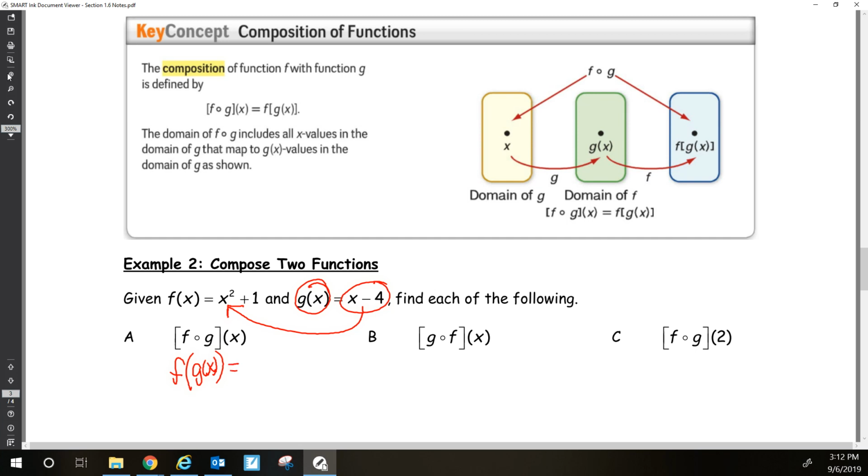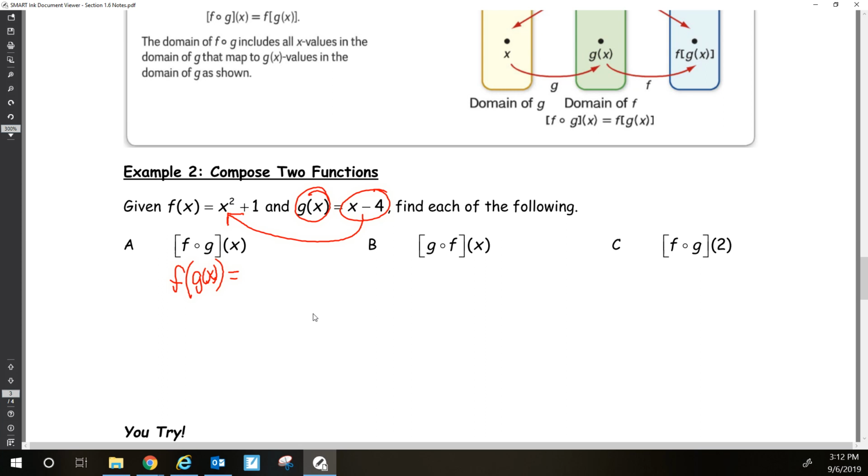So this means I'm going to find f of, instead of g of x, x minus 4. And so now everywhere I see x in my f of x function, I'm going to write x minus 4 instead of just x. So this is going to be x minus 4 squared plus 1. So again, I took the g of x function, which is x minus 4, and I plugged it in where I saw x in f of x.